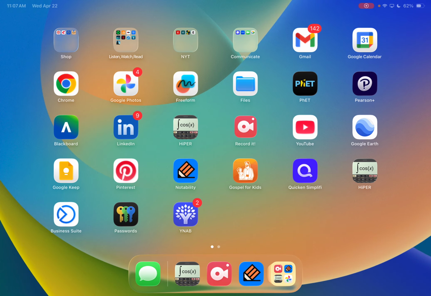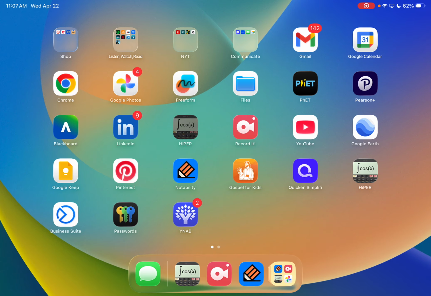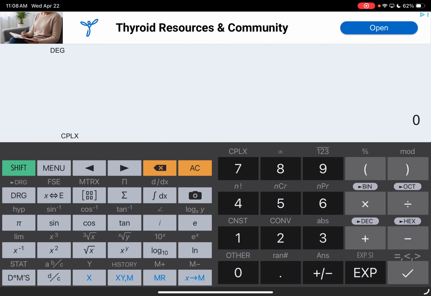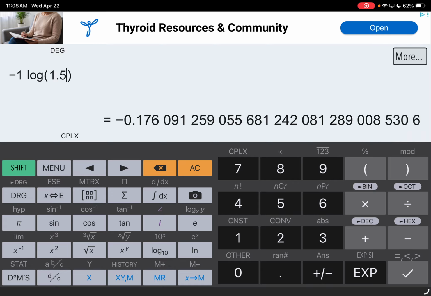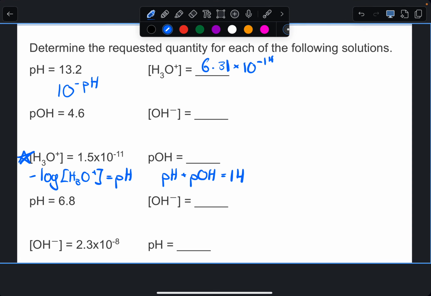Okay, so if I can remember the number, I was going to plug it into my calculator. 1.5 times 10 to the negative 11. So negative log 1.5 times 10 to the negative 11th. So that is a pH of 10.82. Okay, so it is basic, 10.82.